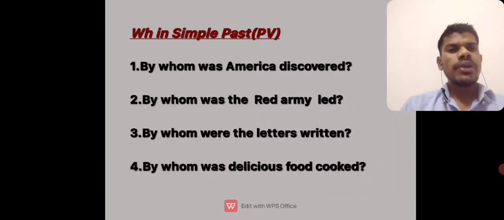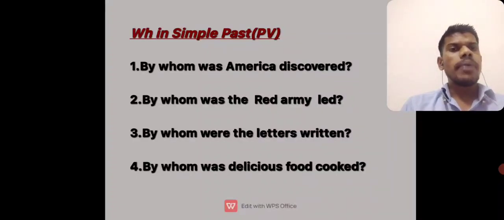Second one, by whom was the Red Army led? Here also, if I say Red Army or Indian Army or whatever it may be, if I use two or three, then after whom I have to use were. But here we are talking about only one army, that is Red Army, hence we have to use the be form, past form, that is was alone.